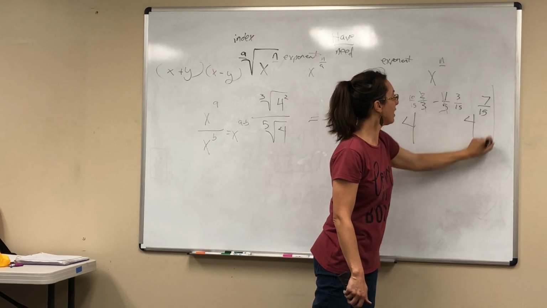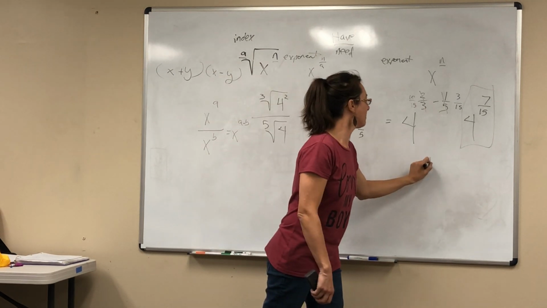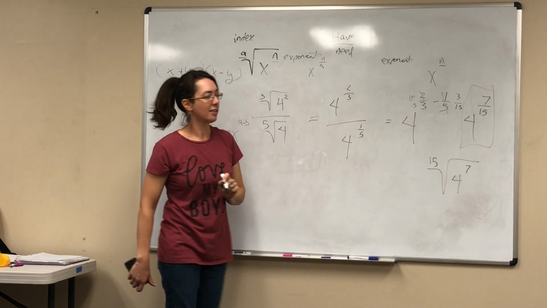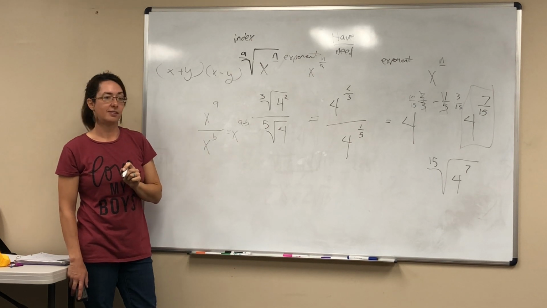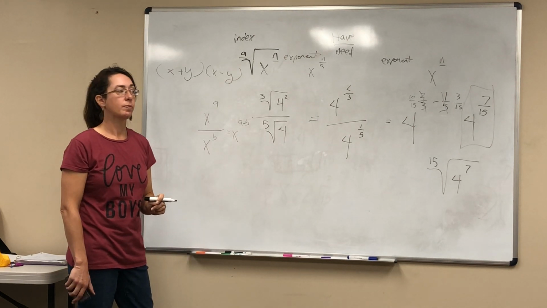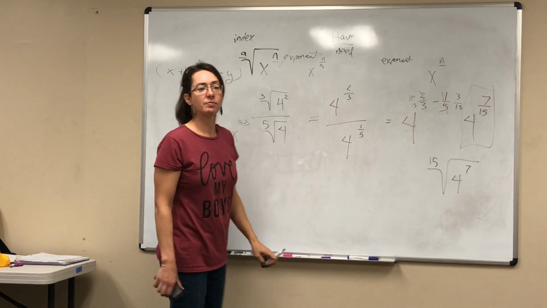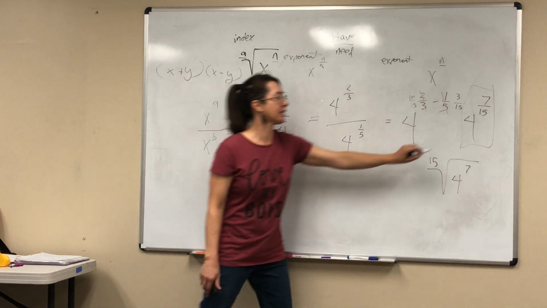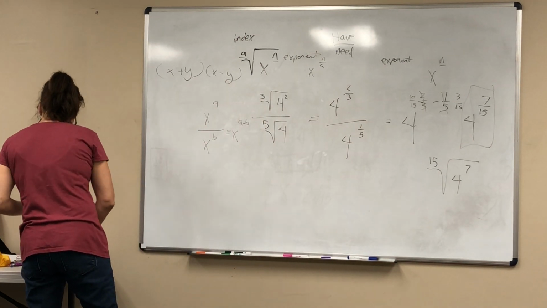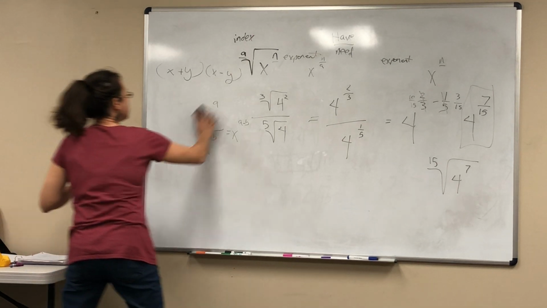So how do I rewrite this back? 15 would be the index, and 7 would be the exponent. So it's the 15th root of 4 to the 7th. Would it be wrong if you leave it as 4 to the 7/15? No, that's fine. If it says leave it in a fractional exponent, you can leave it like this. Okay, I have 4 more for you guys to come do.